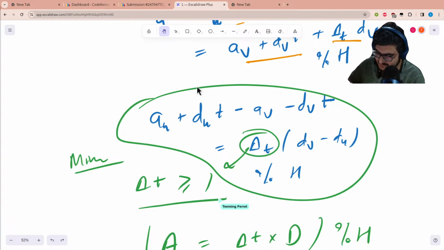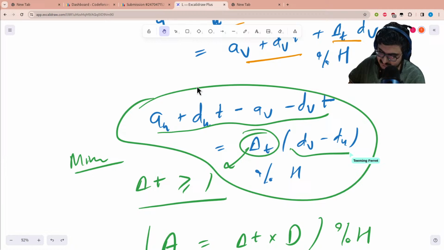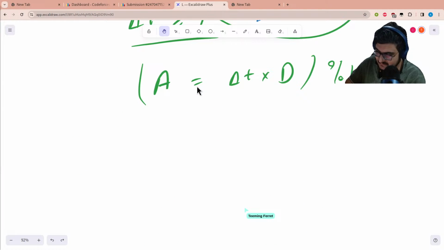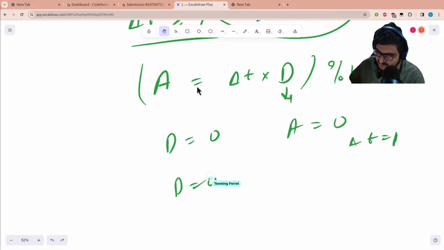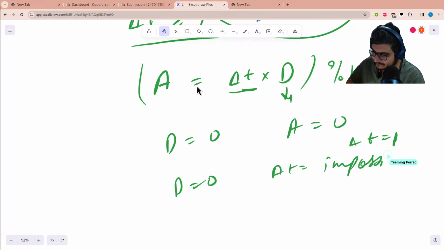Like you can make it one constant, you can make it the other constant. Now if this d is 0, then if a is 0, the platforms are at the same level always, so you can take delta t equal to 1. Otherwise, if d is 0, you will notice the difference of the platforms never changes, so delta t is impossible. And there were other cases as well.